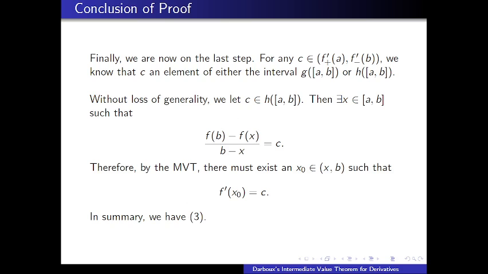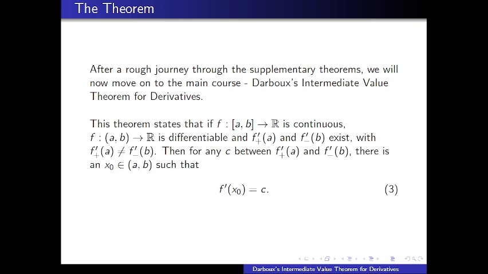In summary, given a and b, f restricted to the closed interval [a, b] in R is continuous and f on the open interval (a, b) is differentiable. So that's point 1. Point 2, f'+(a) and f'-(b) exist but are not equal. Then with these two points, we can come to the conclusion that for any c in between those two endpoints, there must be an x0 in the open interval (a, b) such that f'(x0) equals c.